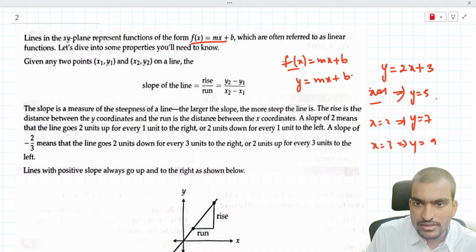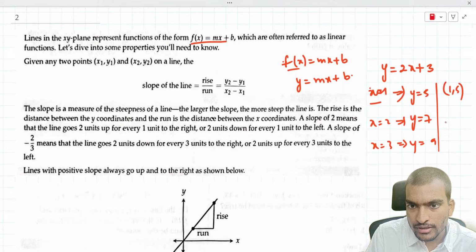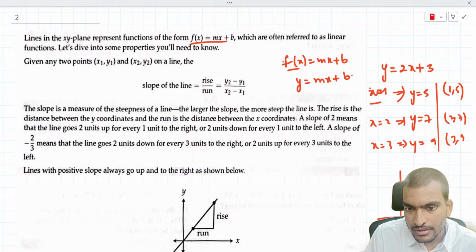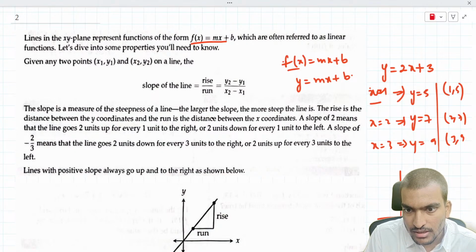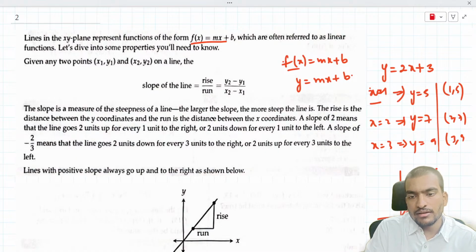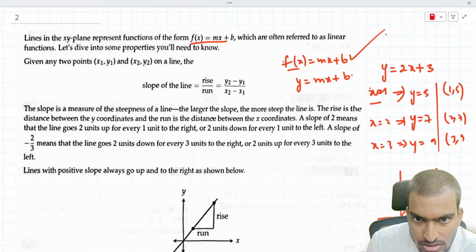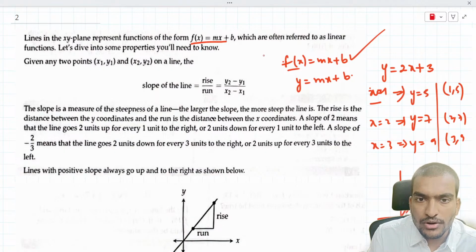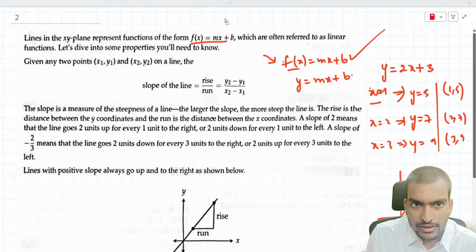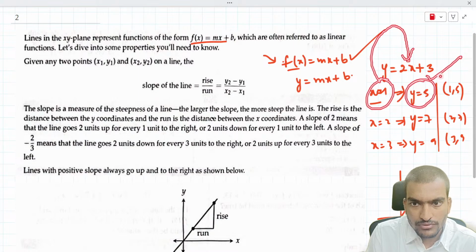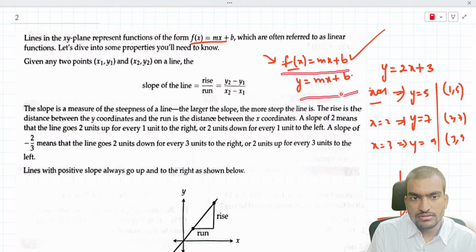So if you take all these x and y points, (1, 5), (2, 7), (3, 9), and plot them on a graph, you get a straight line like this, and it is linear, it's a line. That's why these kinds of functions are called linear functions. I hope you already know what a function means. We just did it in a previous chapter. A function is nothing but, if you give an input, you get an output. That's what a function means. And this is a linear function.